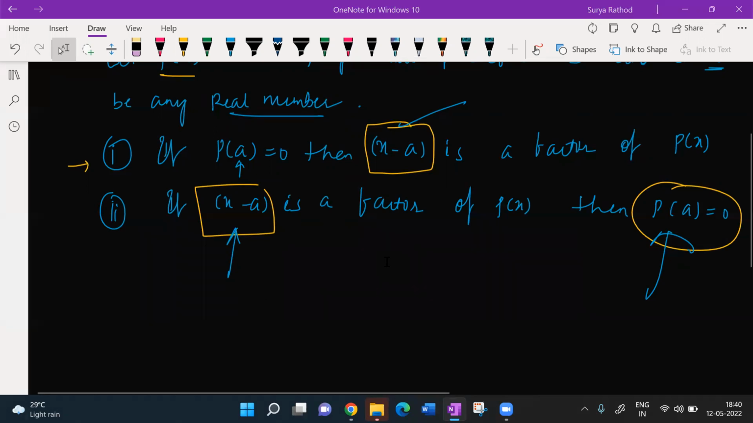Sir, when we do it vice versa, if we have the factor, then p of a is supposed to be 0. Yes, yes. Look at this. We will solve your question. You will be clear with this.